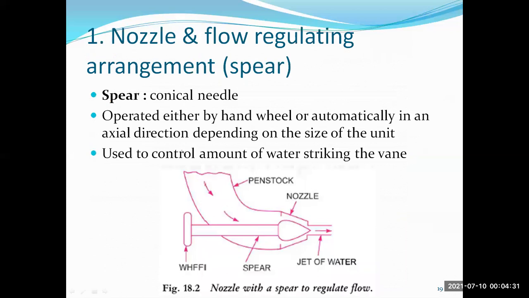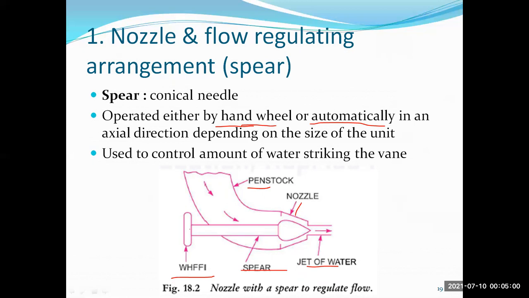So let us see what the nozzle and the spear are. The spear is basically a conical needle, operated by hand wheel or automatically. You can see here this is the nozzle, and you have a penstock. At the nozzle, you have a spear along with the hand wheel. So this is a jet of water.